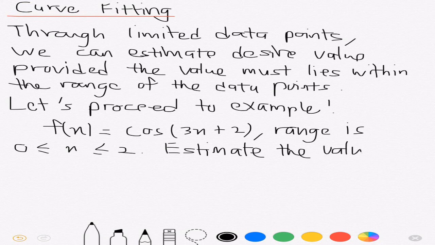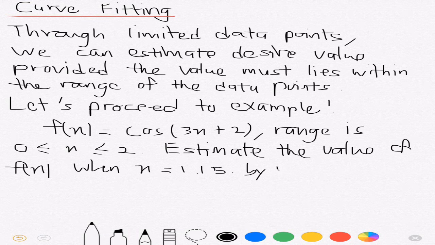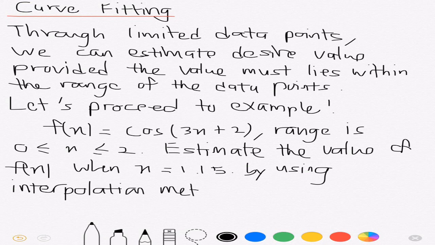So now, let's proceed to the example. f(x) equals cos 3x plus 2. The range is between 0 and 2. From my question, I would like to estimate the value of x equals 1.15. So from here, we can plot two types of graph. One is a linear graph and the other is a curvilinear graph.